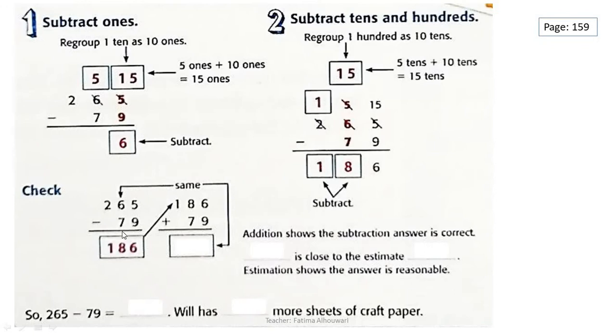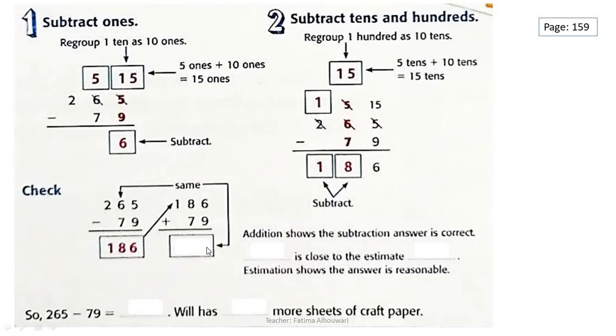We get the difference 186. So now to check if our answer is correct or not, we should add these two numbers. The smallest two numbers, 79 plus 186. And if we get this number, we know that our answer is correct. Let's add these two numbers.